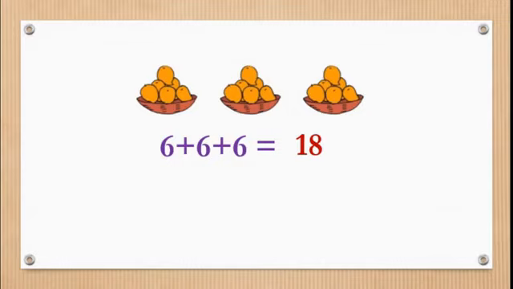Same method. We will follow the multiplication. Here 6. How many times? 3 times. Correct? Because 3 baskets are there. So 6 multiplied by 3 is equal to 18. 18 is called the product. Now here the answer we got is 18, isn't it? That is called the product. Okay.